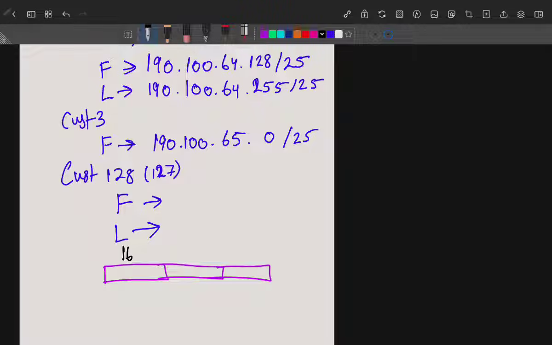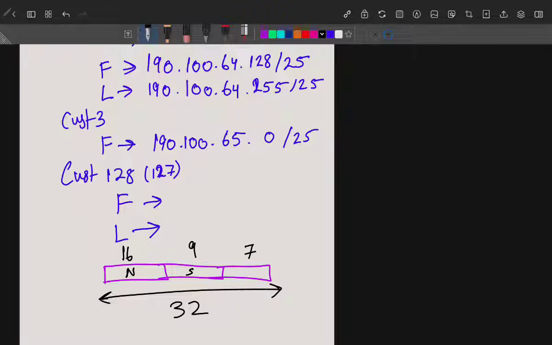Now, how many bits have been reserved for the host? The number of bits for the host is 7. How did we get 7? Because 32 minus the subnet mask 25 would be equal to 7. Now what about the subnet bits? We know the total is 32, so do the math and you'd be getting 9.